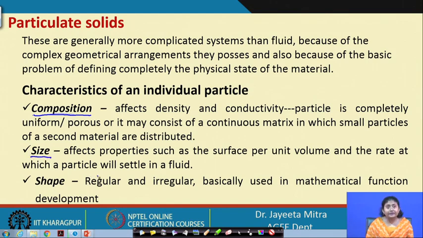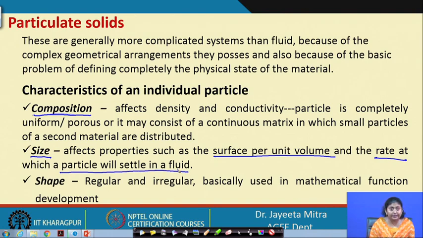So, size affects properties such as surface per unit volume. This is very important because if we get a larger surface area for a small unit volume, then obviously the transfer processes will increase. So, surface per unit volume we can get an idea from the size, and also the rate at which the particle will settle in a fluid. All such properties depend on the size of the particle.